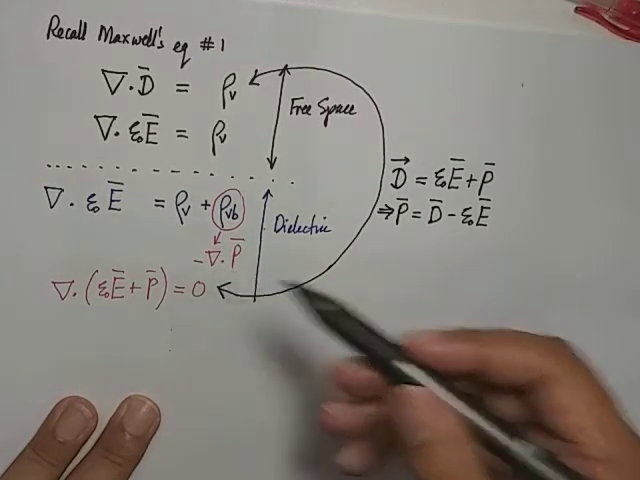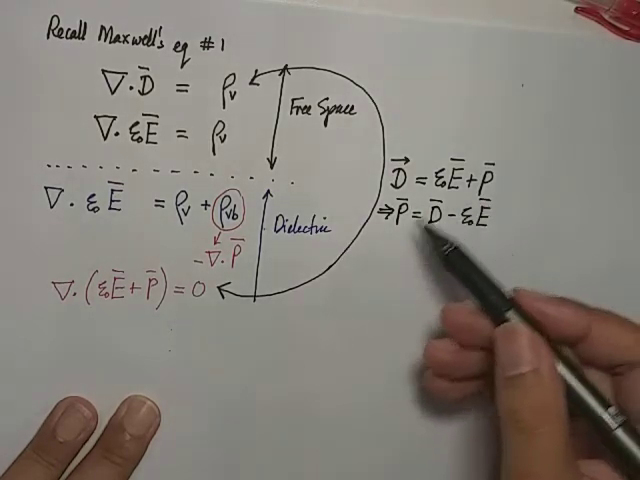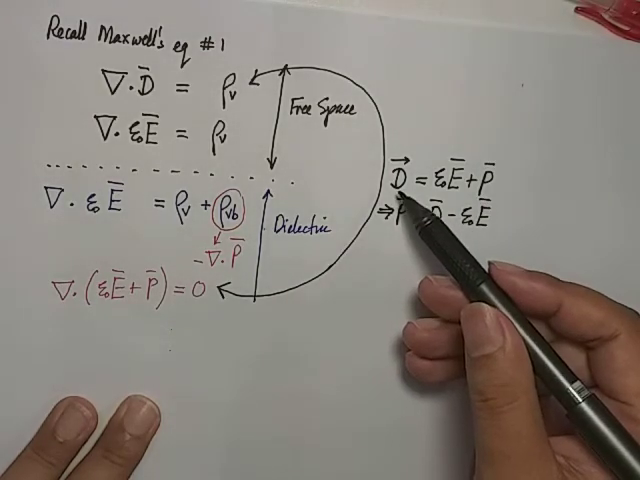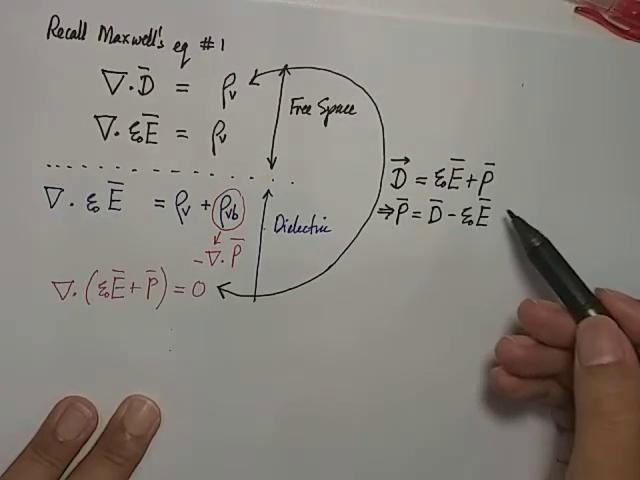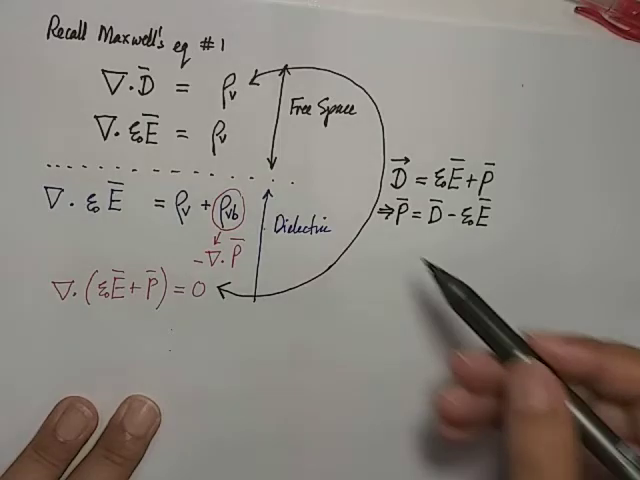So how do we obtain the P? Please use this equation. Because the D, we can obtain using Coulomb or Gauss law. The E also we can obtain using Coulomb or Gauss law. So therefore, the P can be determined from this equation.